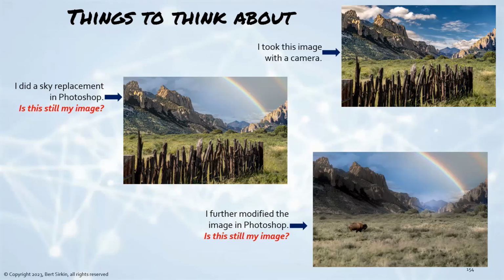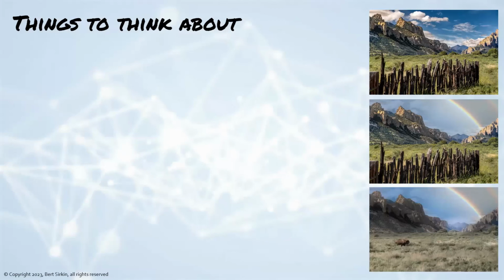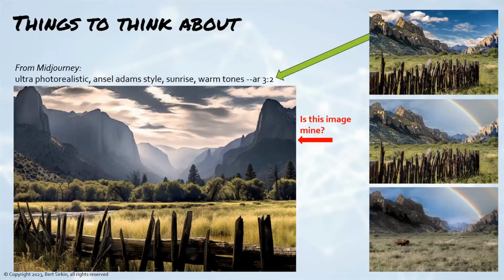Well, we can take that one step further, and we can say, we have these three images that I created. But what if I take the original image and bring it into Midjourney and give it this prompt? And we get this image out of it. Is this my image? At what point do we say it's not an image? It's not a photograph. The first three probably would be allowed in most photo competitions. This last one probably wouldn't be, but can anybody tell me why?